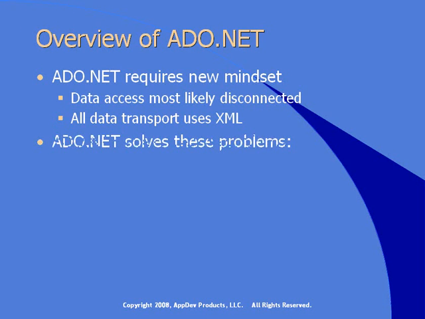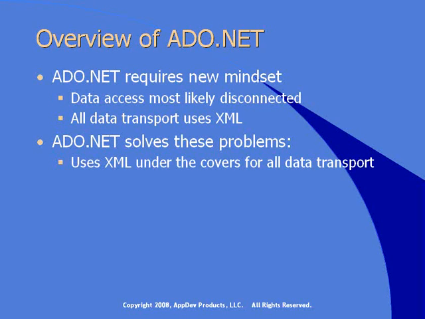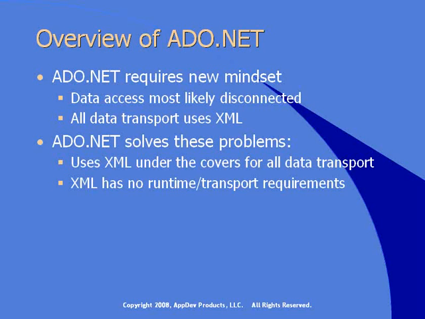ADO.NET solves these particular problems. It uses XML under the covers for data transport, so getting data from one place to another is no longer a problem as it was using ADO. In addition, XML has no runtime or transport requirements, and this means there's no special code required to marshal the data across the internet. Anybody can read or write XML, any operating system, any code, so there's nothing special required to send a dataset, that is an ADO.NET dataset, across the wire to some remote location.